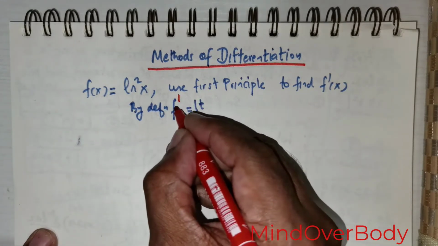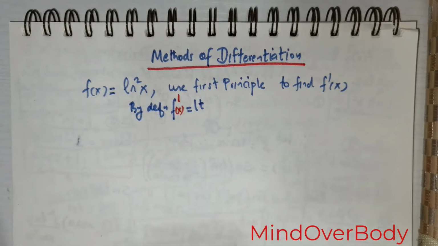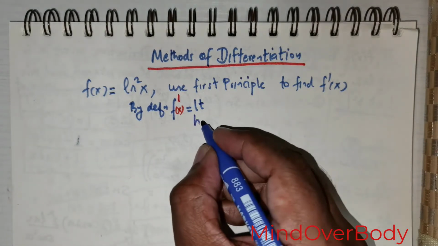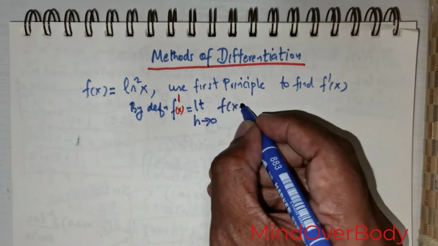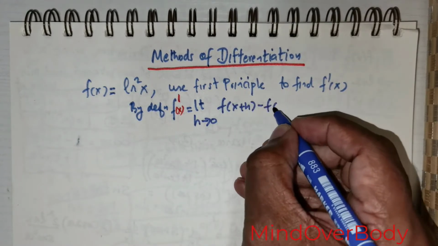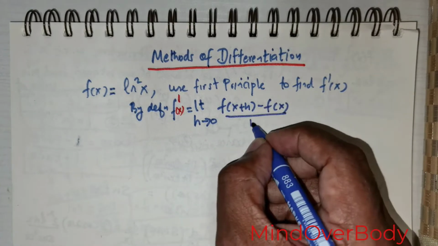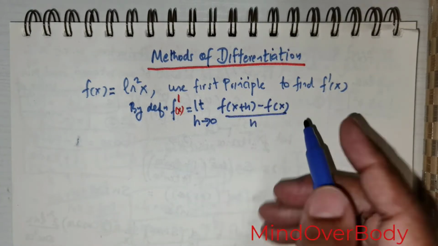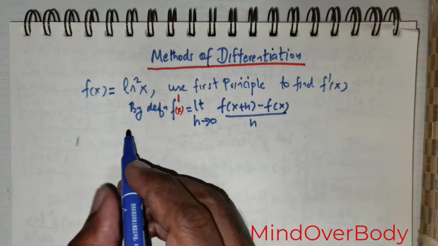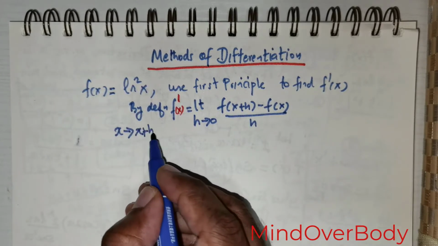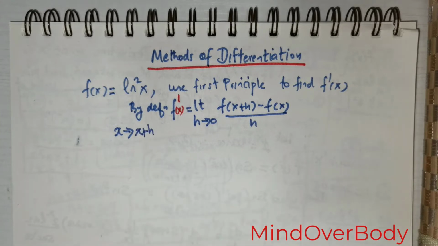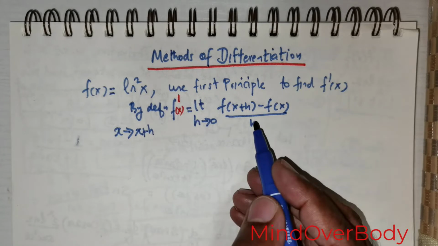So in this case f dash of x is given by limit h tending to 0 of f of x plus h minus f of x divided by h. Now h is a small increment, so the understanding here is x is moving towards x plus h where h is a small change or small increment. So we are expected to find this.